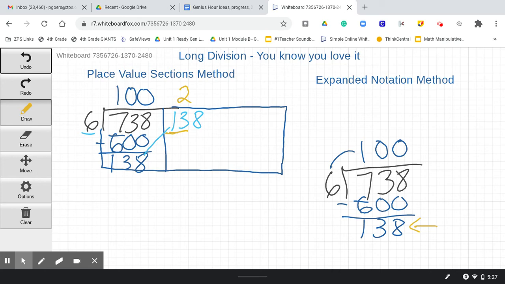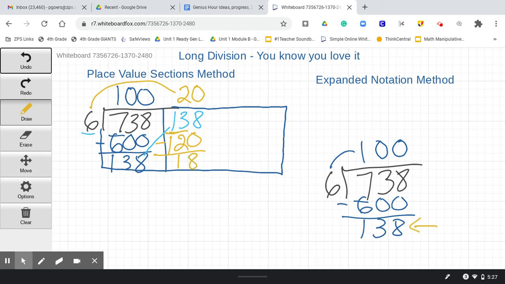Now, important to notice here, I'm putting it right on top of the 3, not on top of the 1, because if I have 1 thing, I can't make 2 groups of 6. 13 things, yes, I can make 2 groups of 6. But it's not really 13, it's 13 tens, which means it's not really 2, it's 20. After I divide, now I'm going to multiply. 6 times 20 is 120.